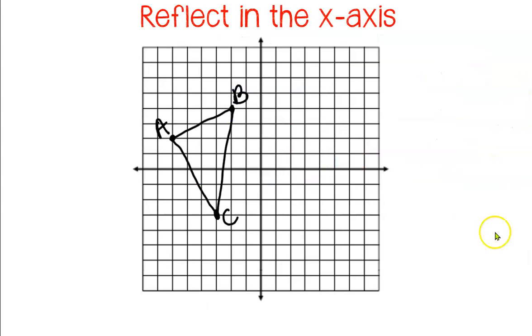If I say to reflect in the x-axis, and you actually touch the x-axis, then when you draw your new shape, it's actually going to overlap. So watch this. Point A is 2 up from the x-axis, so A prime will be 2 down from the x-axis. B is 4 up, so B prime will be 4 down. And C is 3 down, so it's going to be 3 up. And yes, your shape will completely overlap the original shape. And that's okay.